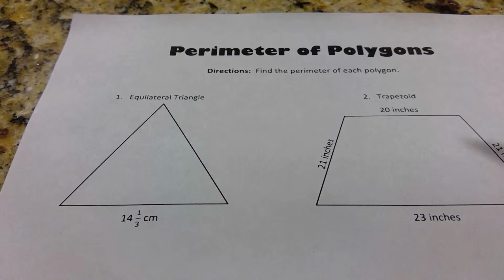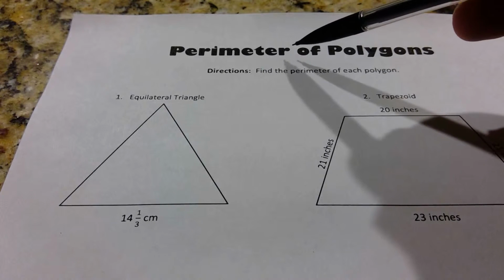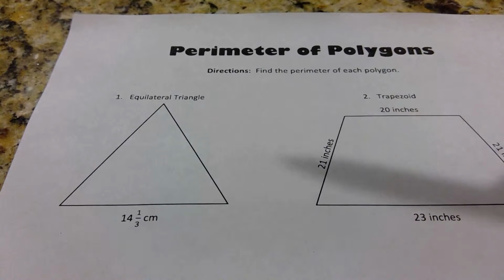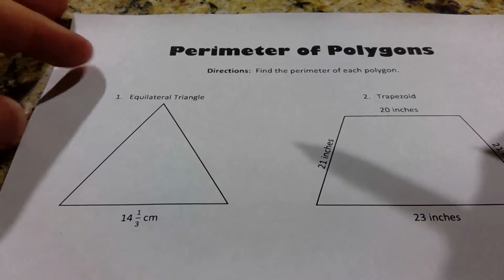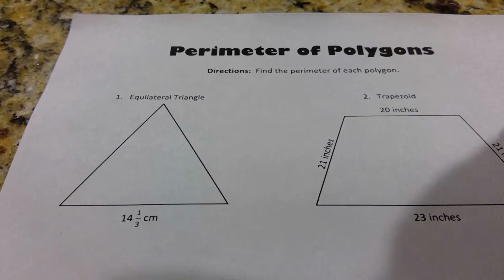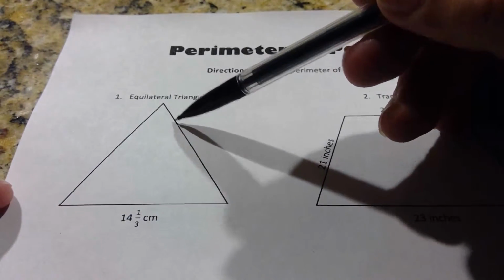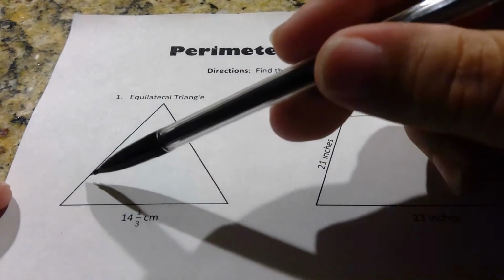So the first thing we talked about is perimeter. You guys have known perimeter for a few years now. It's not difficult. All I'm going to do is add up all the sides. So perimeter is just the distance around any polygon.